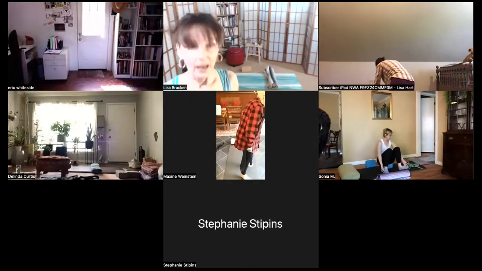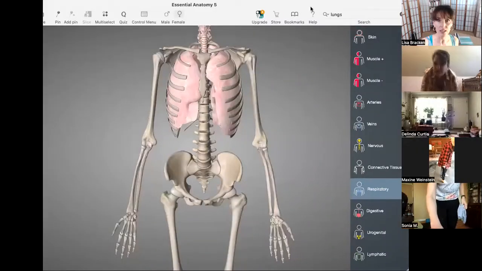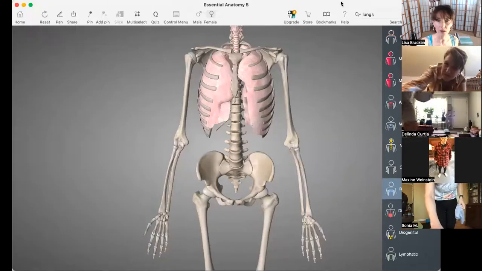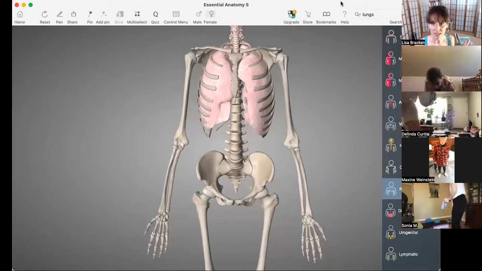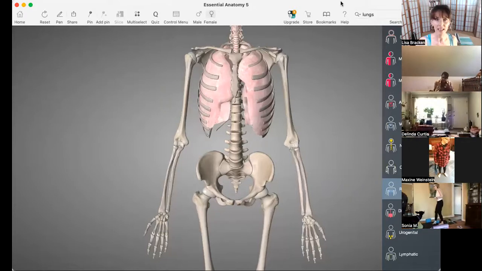Okay, so today's topic is the lungs. First, I want to give you just a shot. I think most of you are familiar, but just to make sure everybody's on the same page, a good look at your lungs here on the screen.